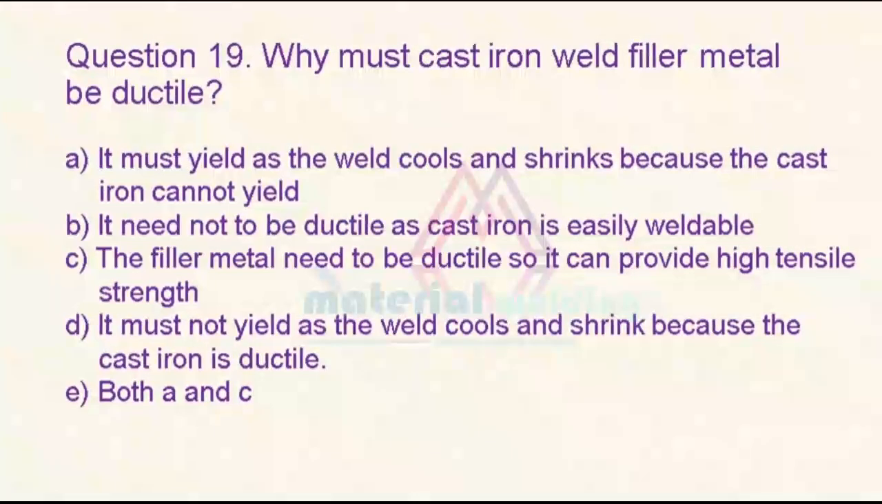Question 19. Why must cast iron weld filler metal be ductile? A. It must yield as the weld cools and shrinks because the cast iron cannot yield. B. It need not be ductile as cast iron is easily weldable. C. The filler metal needs to be ductile so it can provide high tensile strength. D. It must not yield as the weld cools and shrinks because the cast iron is ductile. E. Both A and C.